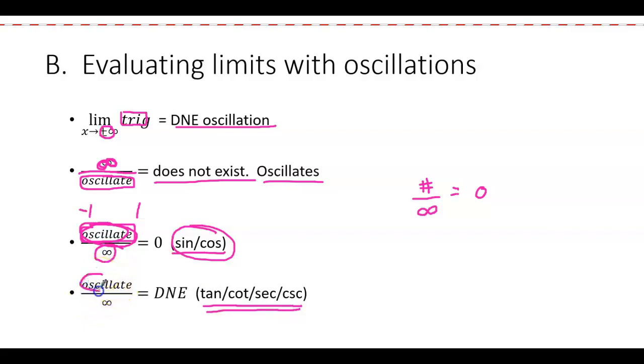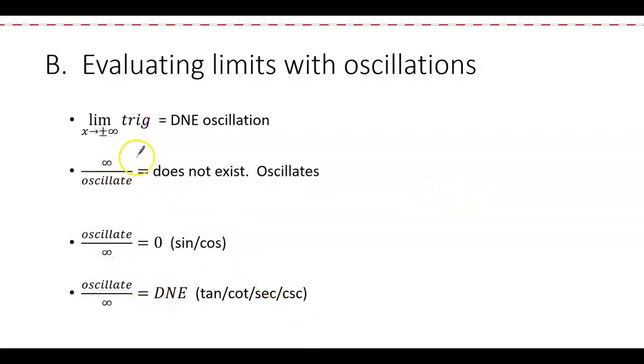But we do know that it's oscillating here, so it's never really reaching anything in particular if you have a tangent, cotangent, secant, or cosecant. It's oscillating, it's bouncing back and forth between infinities. But regardless of what the bottom's doing here, even though the bottom's getting bigger forever, the top doesn't really allow us to have an answer. This one just does not exist.